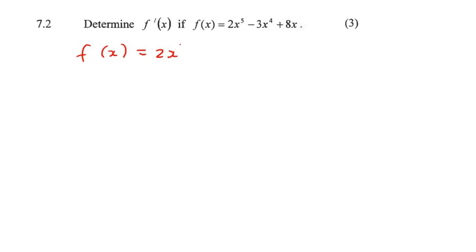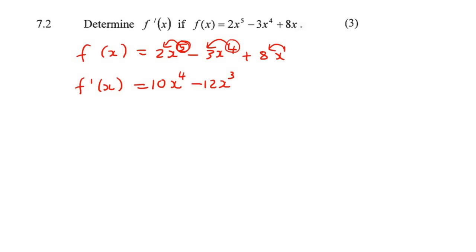Right, so we're just going to take the first derivative using the normal method, where you take the 5, multiply it to the front, and then subtract 1. Here's the next one. Take the 4, multiply it to the front, subtract 1. Here's the 1, multiply it to the front, subtract 1. So it becomes a 0. So that just falls away. And there is our answer.